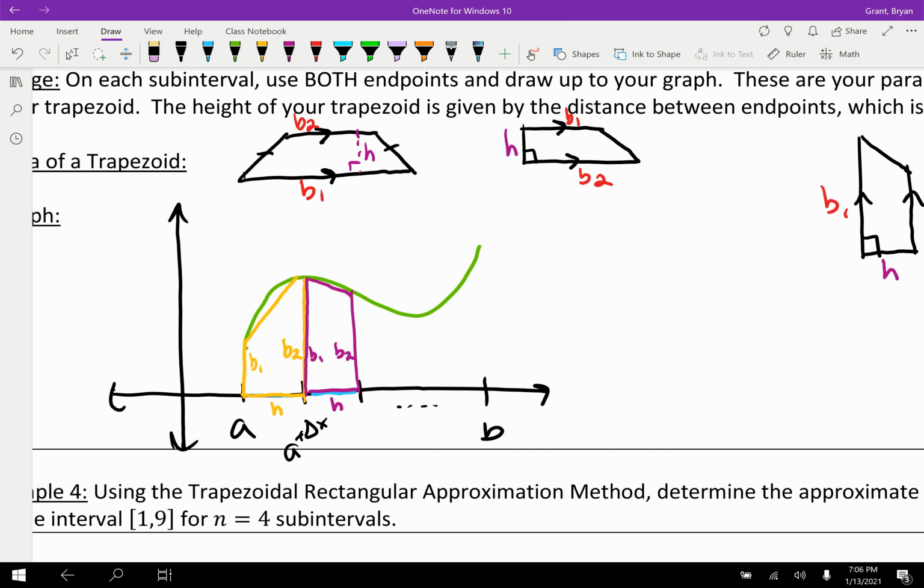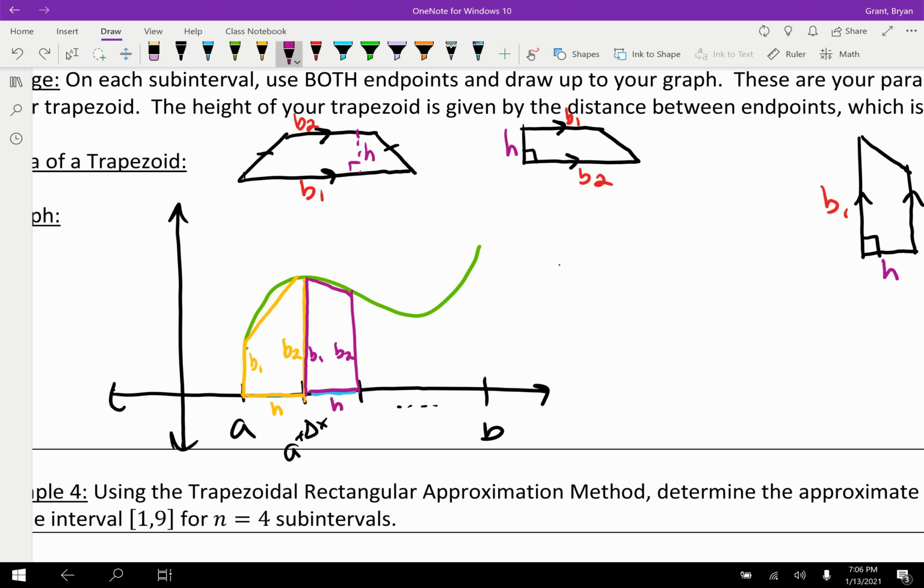But it turns out that if we find the average of these bases, so maybe we shorten this guy a little bit, but elongate this guy a little bit, right? They kind of meet in the middle, one gets shorter, one gets longer, then we have a nice rectangle, which is just base times height. So how do we even out those bases? We find the average of the bases.